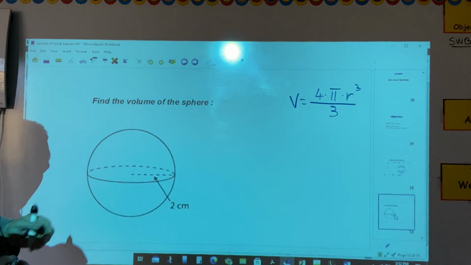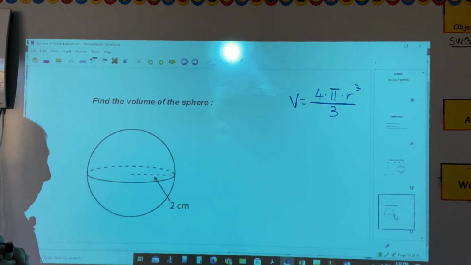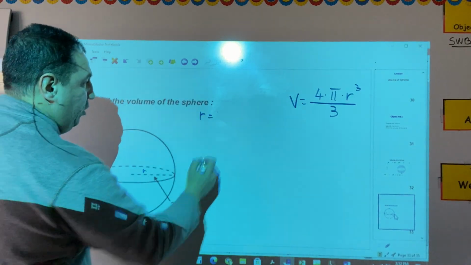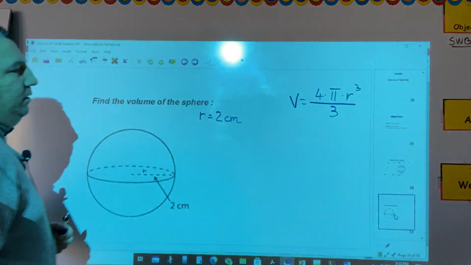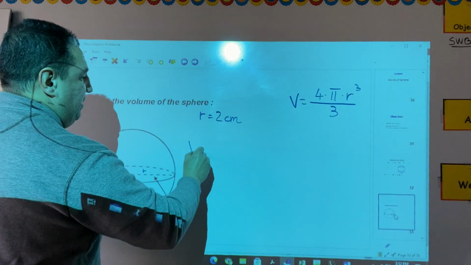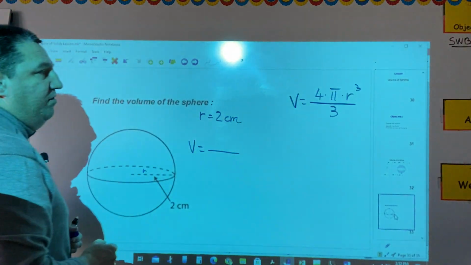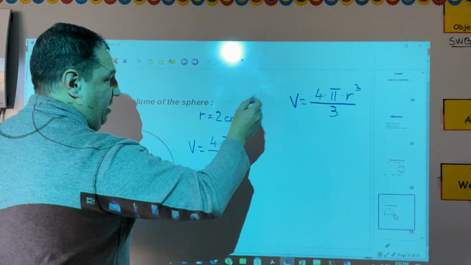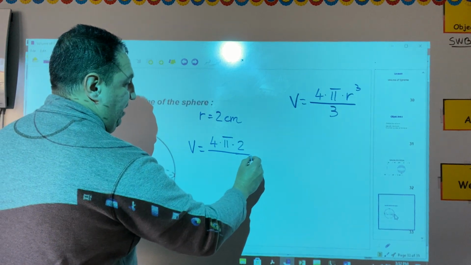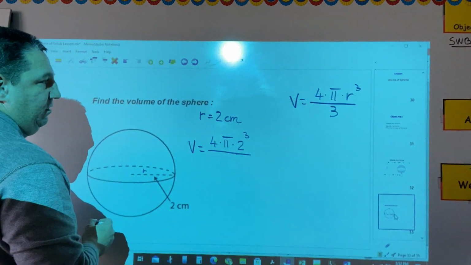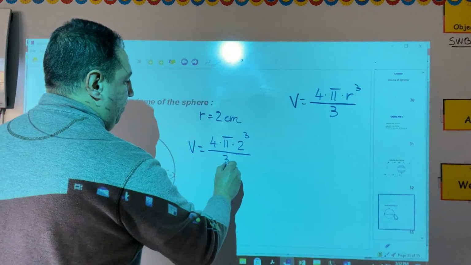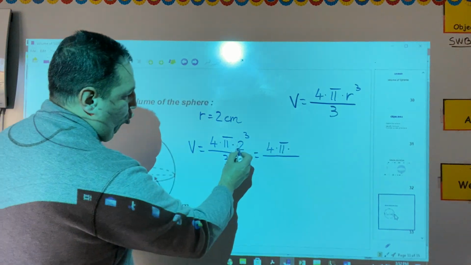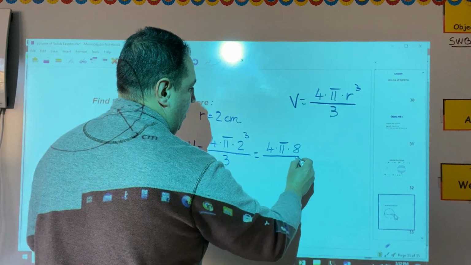In this case, the radius of the sphere is r, and r equals 2 centimeters. Now, to find the volume, we simply plug into the formula of the volume of a sphere. It would be 4 times pi times r, which is 2, but then don't forget to cube, over 3. So it would be 4 times pi times 2 cubed, which is 8, over 3.